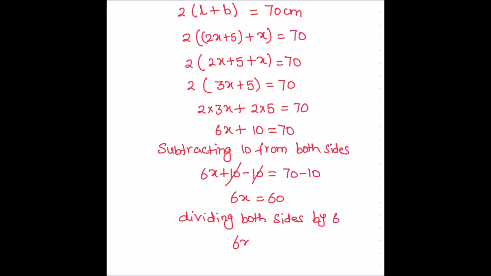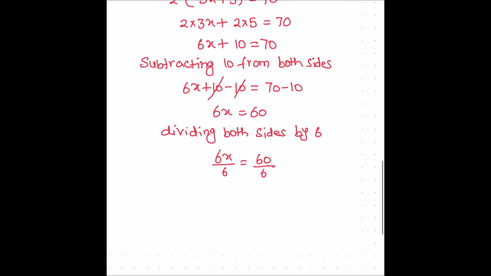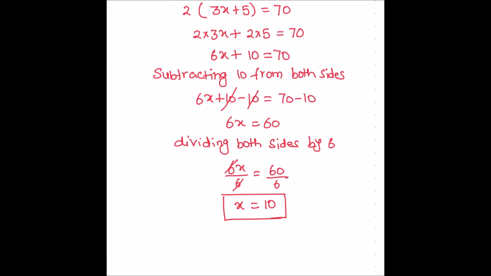So dividing both sides by 6, this is going to be 6x upon 6 equals 60 upon 6, or x equals 60 upon 6, which is 10. The value of x is 10, which is the breadth of the rectangle. So breadth of the rectangle is 10 centimeters.